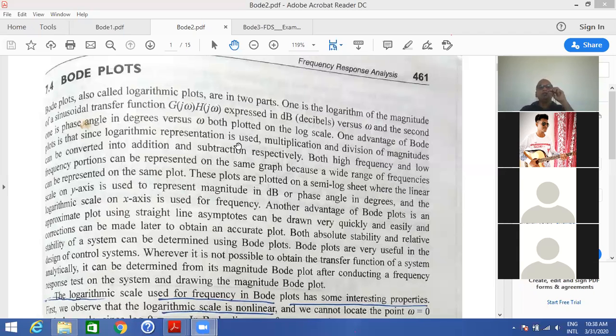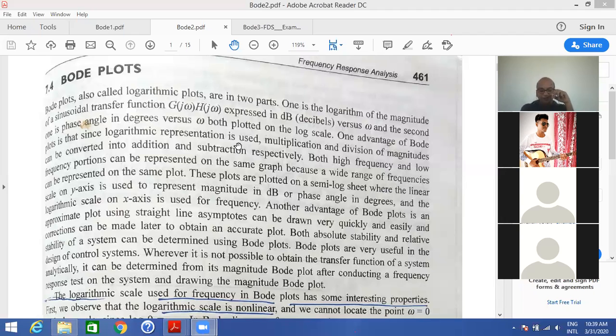Bode plot is known as the logarithm plot. It is also known as the corner plot. Why is this called a logarithmic plot? Because Bode is actually the name of the scientist, the researcher, that is H.W. Bode. And he has developed the magnitude Bode plot and then phase Bode plot to check the stability of a control system in the frequency domain.